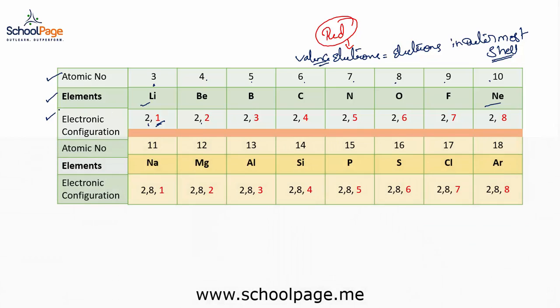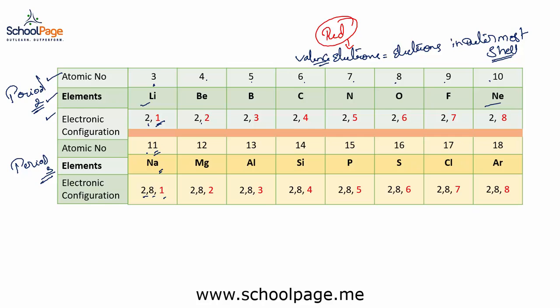This is the first period. The elements listed here are the elements of the second period, or period 2. And here we see the elements of the third period. We can see that they are one below the other in the periodic table. Now below lithium you have sodium, and its atomic number is 11. When we write the electronic configuration, it is 2, 8 and 1 because it has 11 electrons.